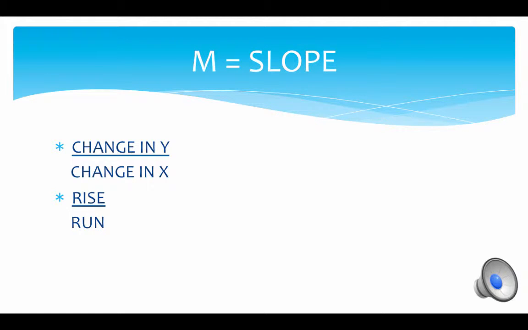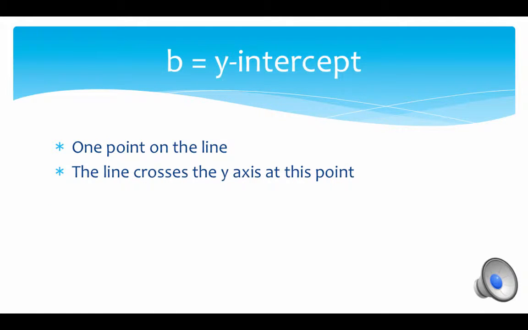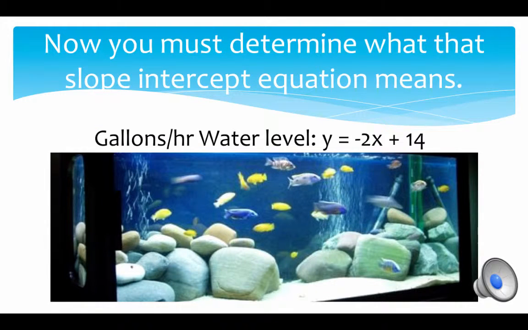M is the slope, or the change in y over the change in x, and you will call it rise over run thousands of times. B is the y-intercept, one point on the line. The line crosses the y-axis at this point. Now you must determine what the slope-intercept equation actually means.